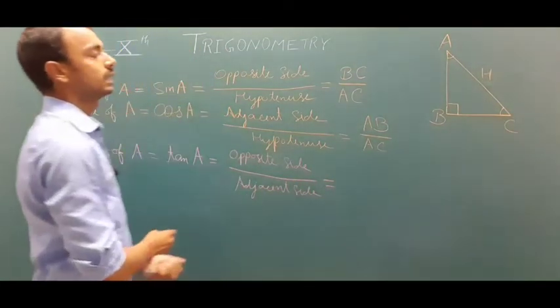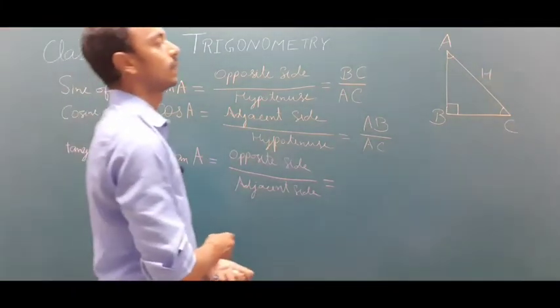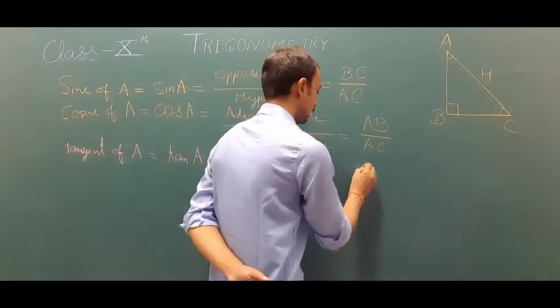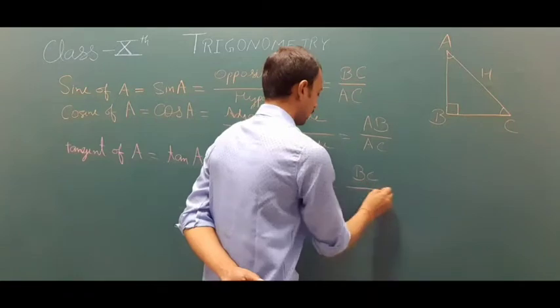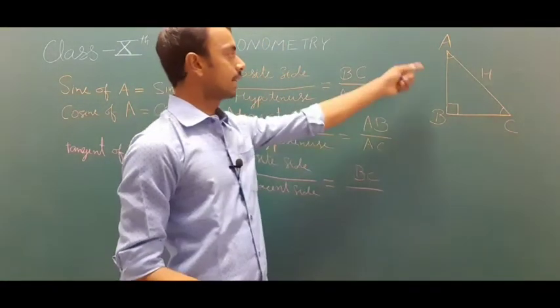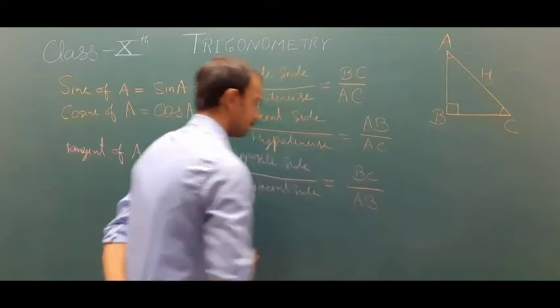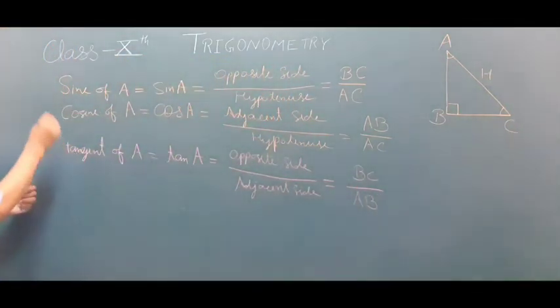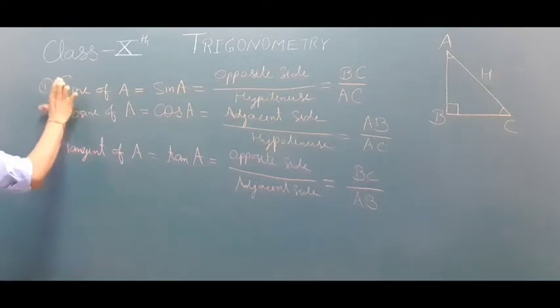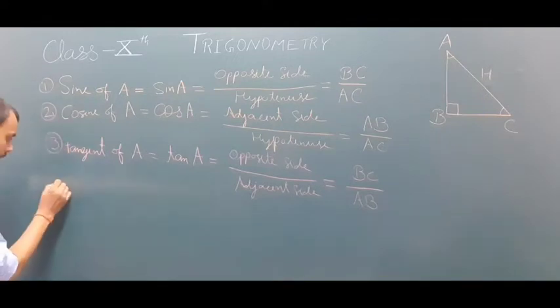Now what is the opposite side over here? The opposite side of A is BC, as you have seen earlier, and the adjacent side is AB. These three ratios are the basic ratios.